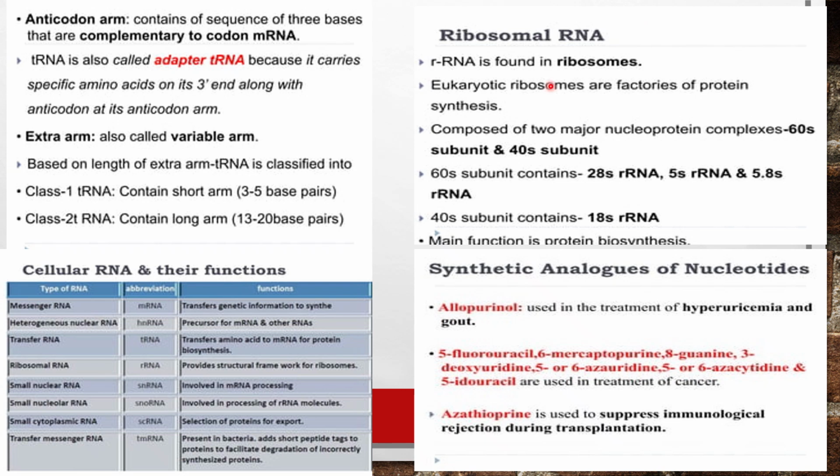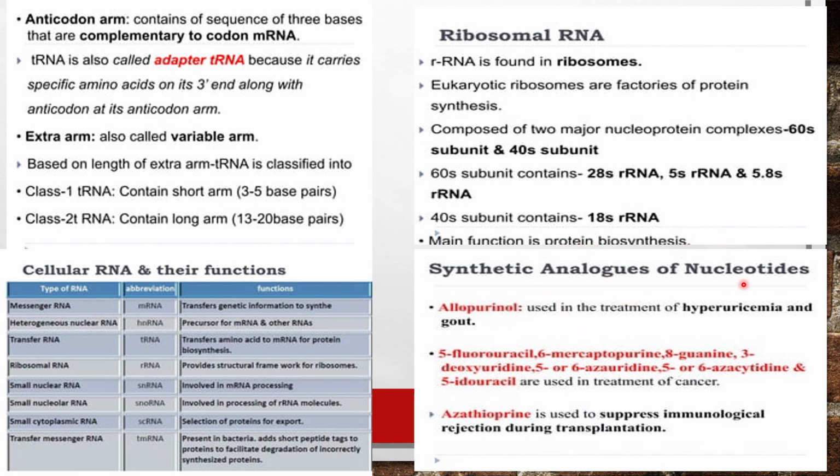Then ribosomal RNA. It is found in the ribosome. The eukaryotic ribosomes are factories of protein synthesis. They are composed of 2 major nucleoprotein complexes, that is the 60 S subunit and the 40 S subunit. The 60 S subunit contains 28 S ribosomal RNA, 5 S ribosomal RNA, and 5.8 S ribosomal RNA. The 40 S subunit contains 18 S RNA. The main function is in protein synthesis.